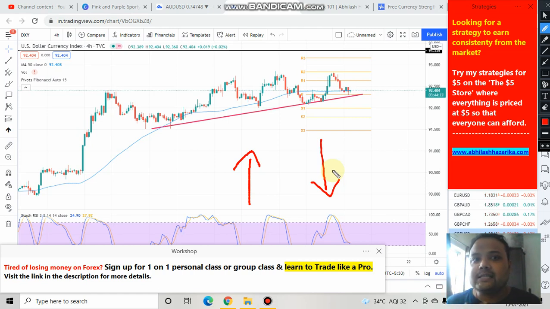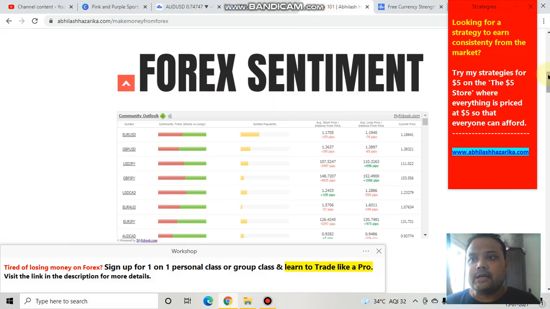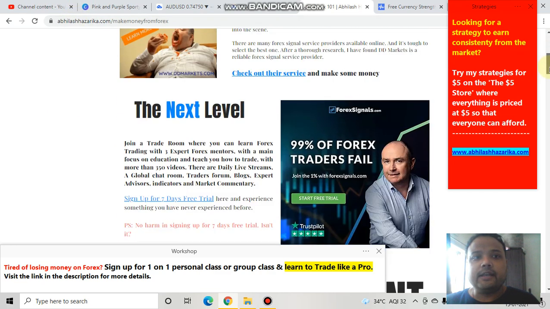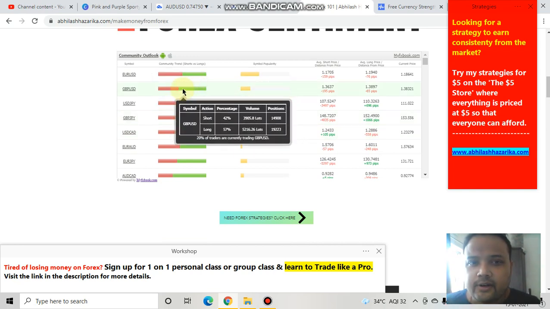So you can also keep your eyes on the chart of dollar index to predict the movement of euro USD or pound USD. And on the other hand, if you go to the forex sentiment meter on my website, avilashhajarika.com, under the forex 101 section, you will find it. In the forex sentiment meter you can see that 42% traders have taken short position, and 57% traders have taken long position. In fact, retail traders are also very much confused. They are also not sure whether the market will go up or down.